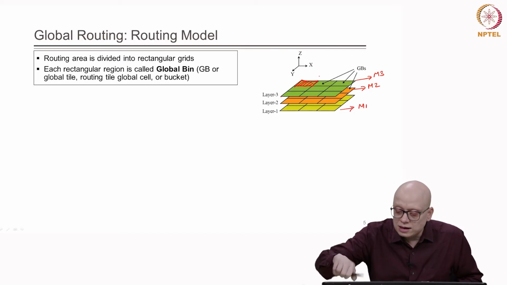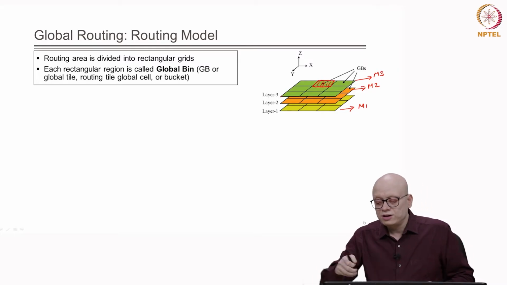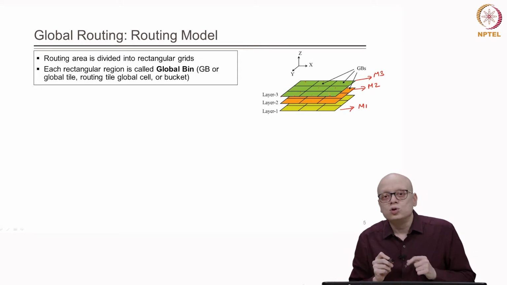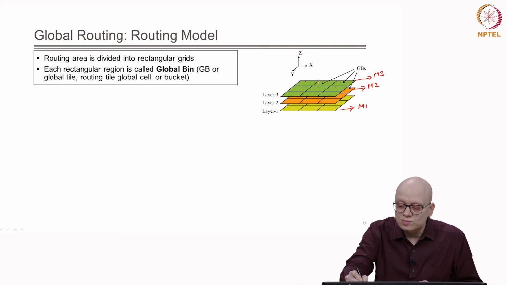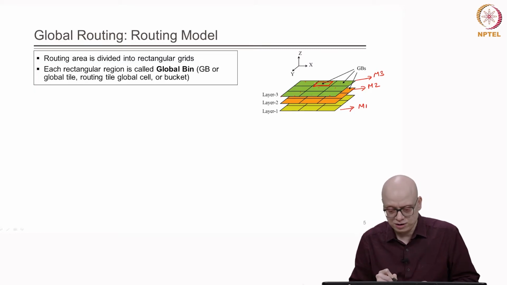Similarly, this is another global bin, this is another global bin, right. So, in the figure that we have shown here, there are 1, 2, 3, 4, 5, 6, 7, 8, 9 global bins, right. Each individual small rectangular region is known as a global bin or GB that we have shown in this figure, right.